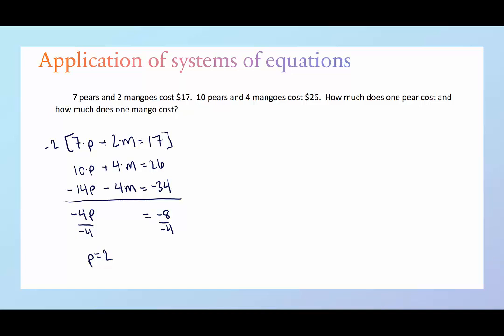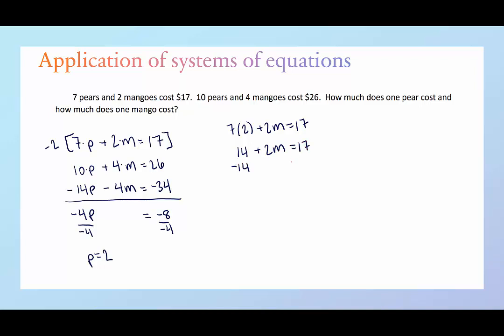What about the cost of a mango? We're halfway there. To figure out the cost of a mango, we're going to go back to either of the two original equations, and now we're going to plug in 2 for p. It doesn't matter which equation, we should get the same cost for a mango, whichever one we use. I'll use the top one, so I'm going to say 7 times 2 plus 2m equals 17. And now I'm going to solve for m. 2 times 7 is 14 plus 2m equals 17.